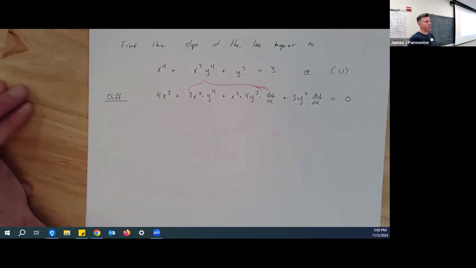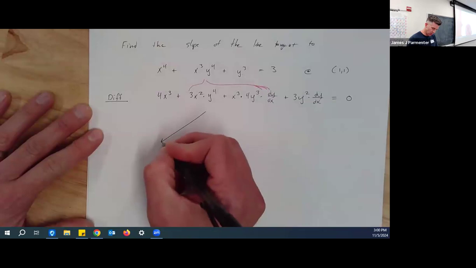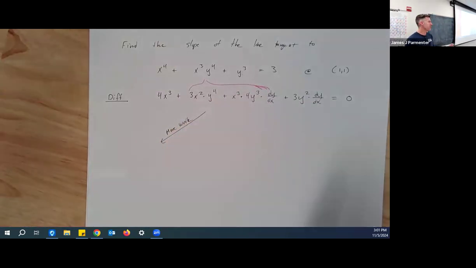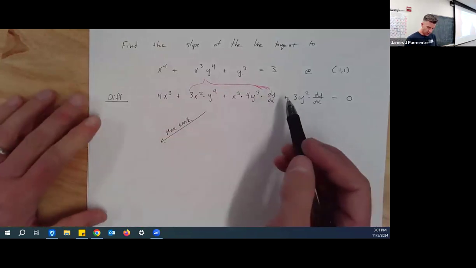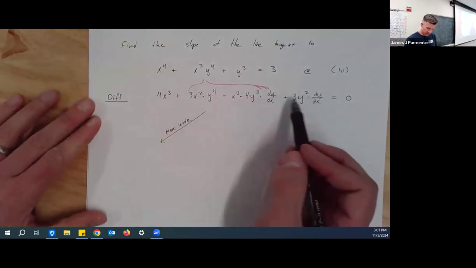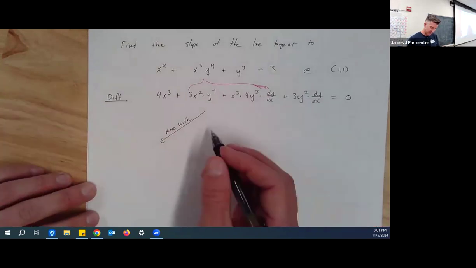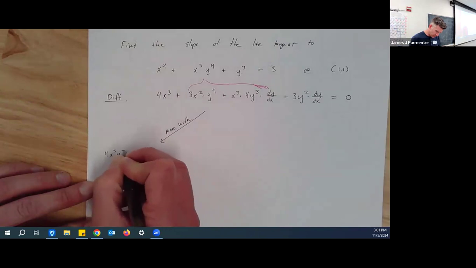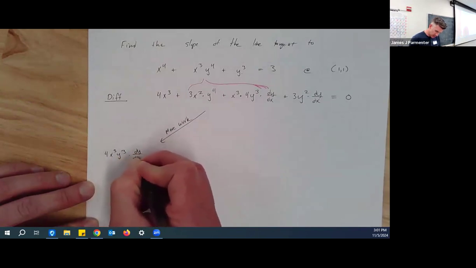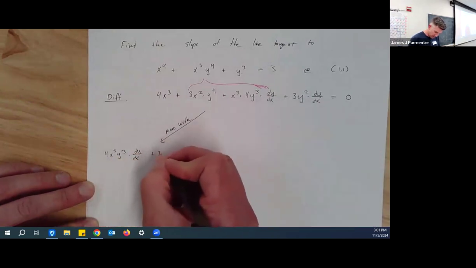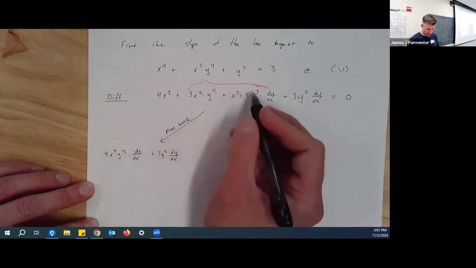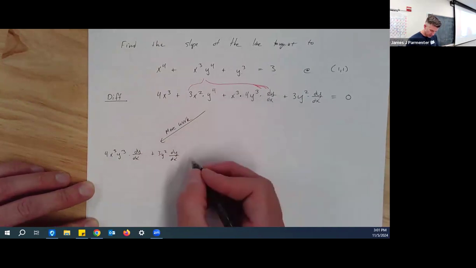Okay. Here is one option. This is the option that's more work. Solve for dy/dx as usual. So look at these two terms that have dy/dx. I'm going to leave them on the left. I'm going to simplify slightly and write this as 4x cubed y cubed times dy/dx plus 3y squared times dy/dx. So the simplification was very slight there. I just rearranged the order of x cubed, 4, and y cubed.